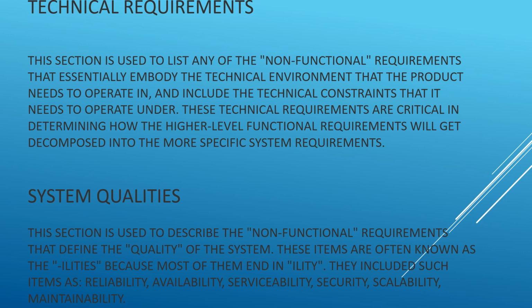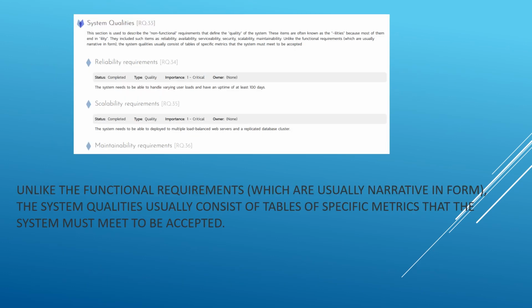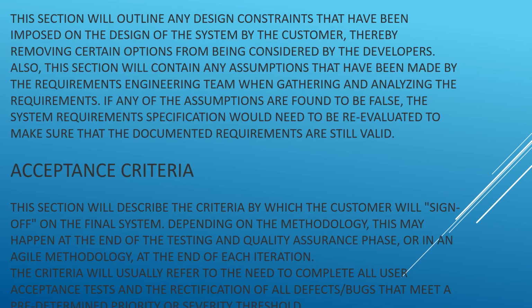These items are often known as the "-ilities" because most of them end in "-ility". They include such items as reliability, availability, serviceability, security, scalability, and maintainability. Unlike the functional requirements, which are usually narrative in form, the system qualities usually consist of tables of specific metrics that the system must meet to be accepted.